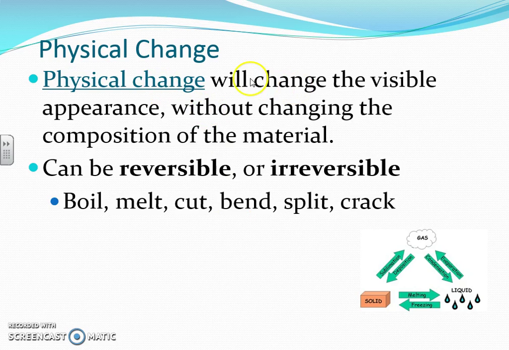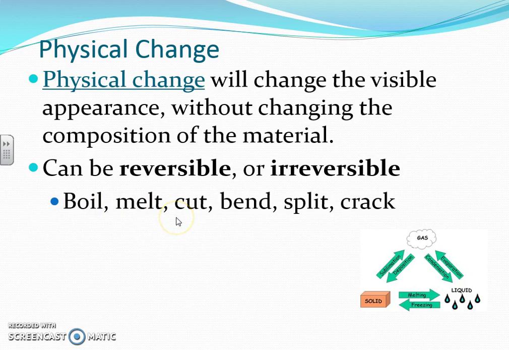So physical changes change the visible appearance. So you manipulate what it looks like, but it stays the same thing. And this is a huge thing students kind of miss a lot. They probably mislearned this in junior high or their previous science classes. These can be reversible or irreversible. I can boil water. It's still water, whether it's in the liquid state or the gaseous state. And I can turn it back into water by condensing it.